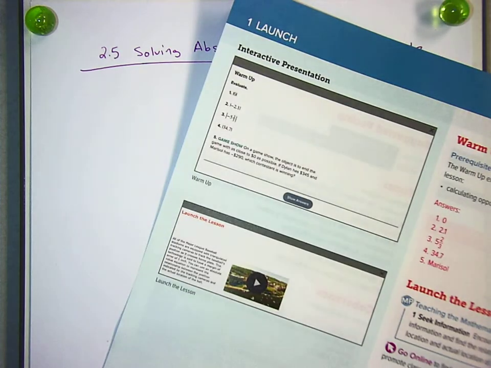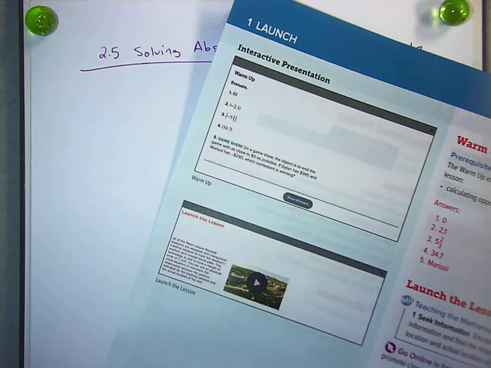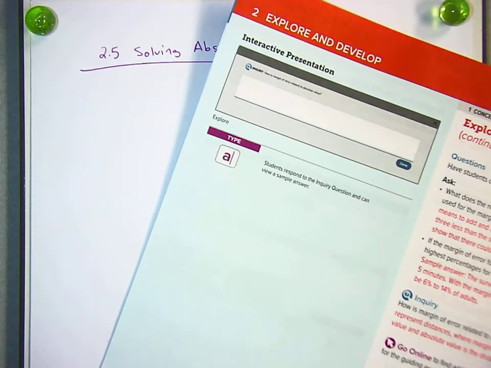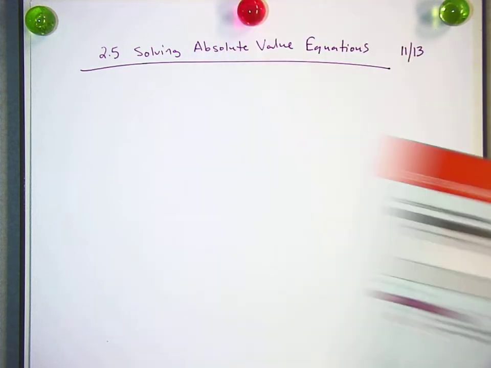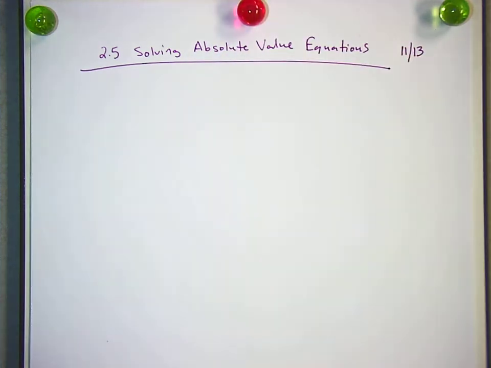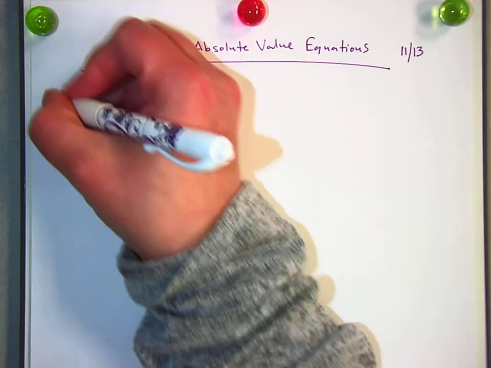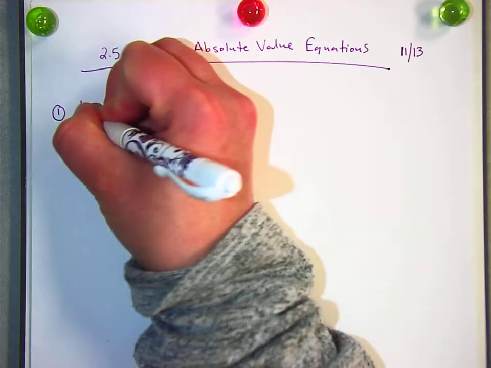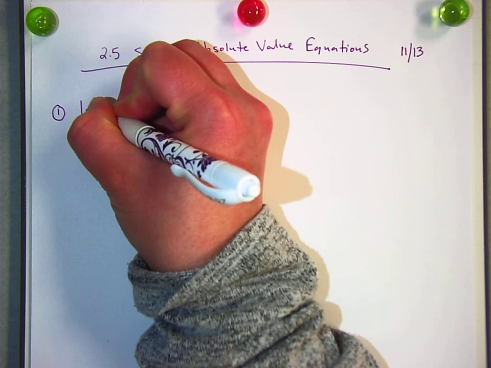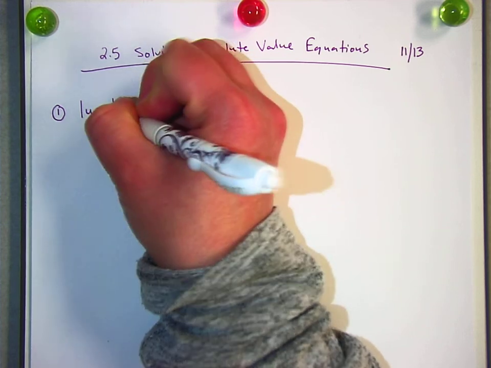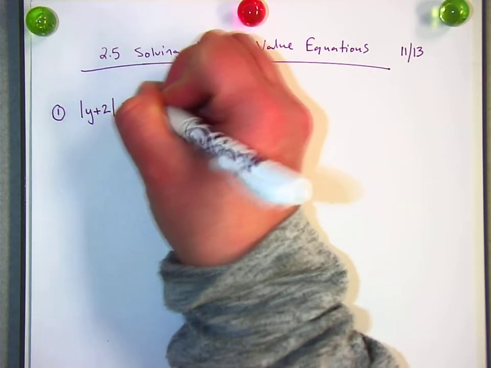Okay, so we're going to do about 3 examples here. All right, so the first one that I want you to write down is the absolute value of y plus 2 equals 4.